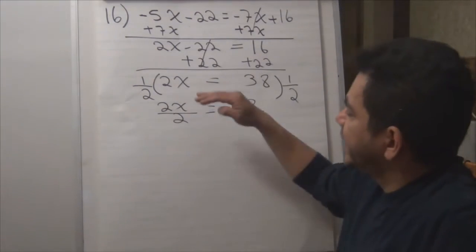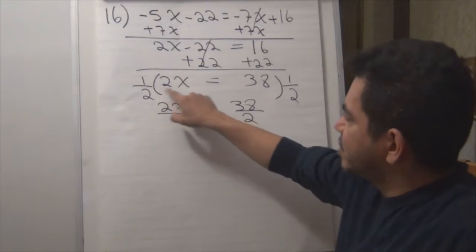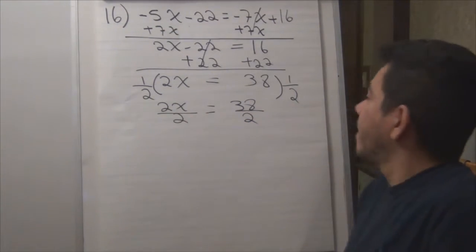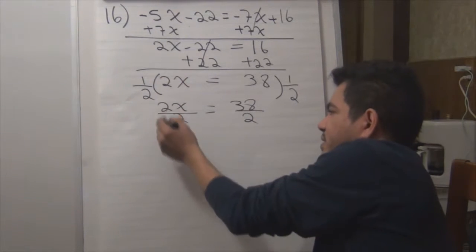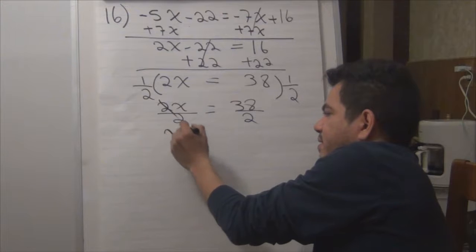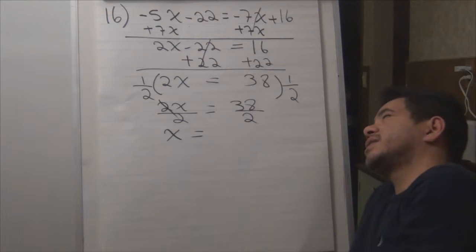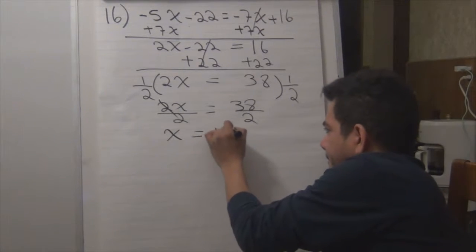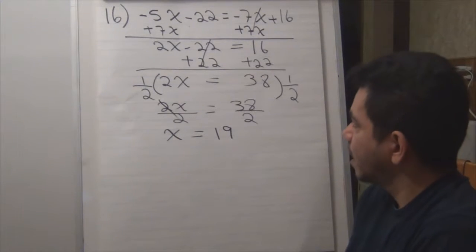So yes, it is the same thing as if you say, Becker, just divide by 2 on both sides. So basically that's what I did, but I did it through means of the multiplicative inverse. So anyways, 2 divided by 2 cancels out. X is, what is 38 divided by 2? Let me see, 16 and 16 is 32, 19. And that's it. That's your answer. All right then.